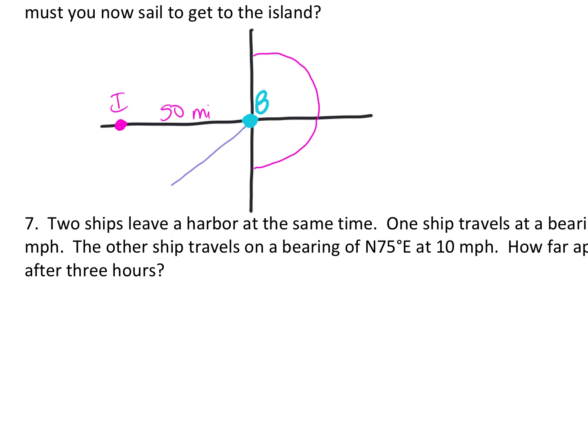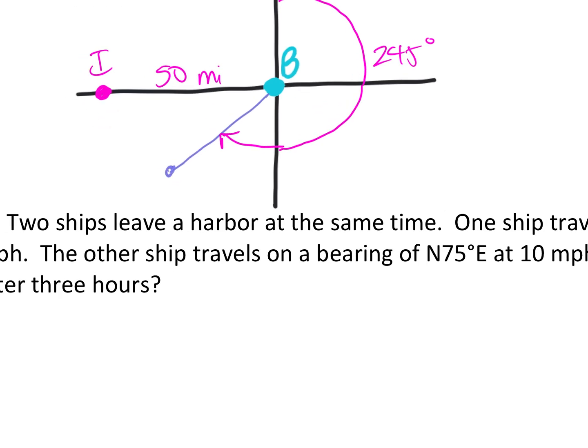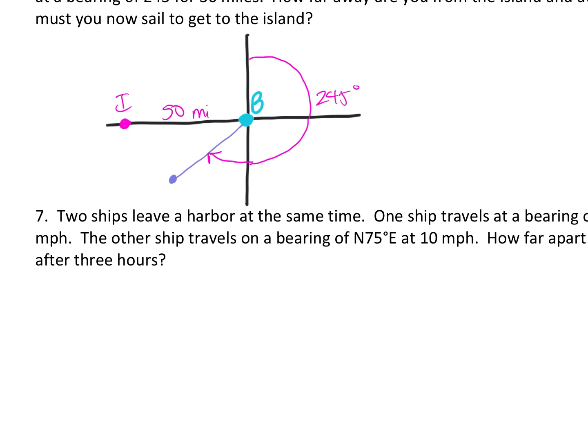245 from north sends me off this direction-ish. All right, I've sent myself down here. I am now here. First, how far away are you from the island? What does that do for me? Right there. Completes my triangle. Okay, we would like to know that side. This is our x. Second question, at what bearing must you now sail to get to the island?